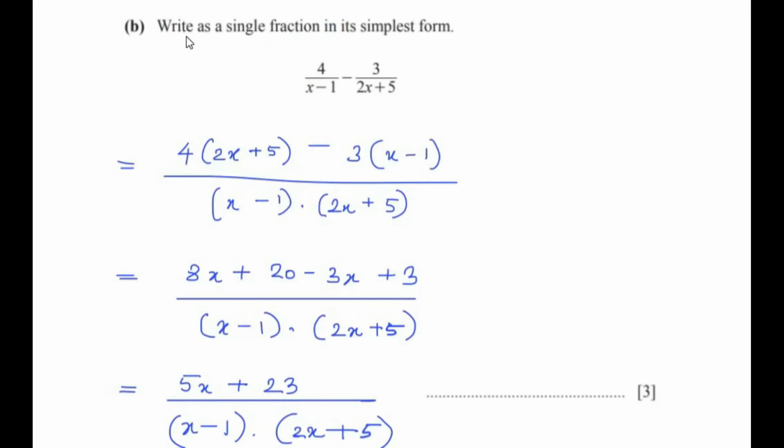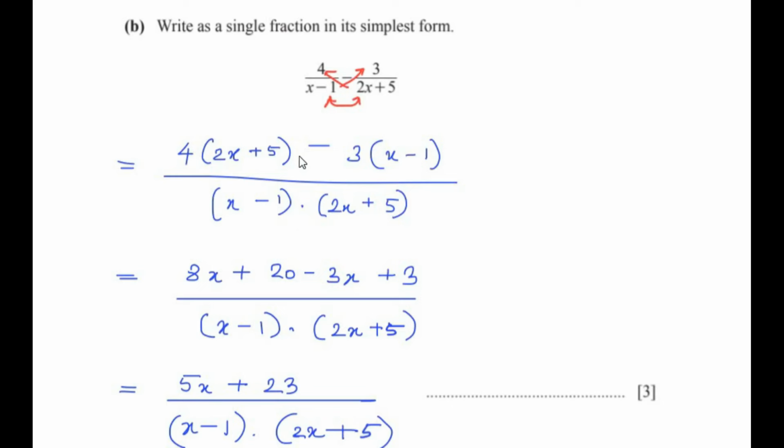Now the next question is write as a single fraction in its simplest form. Now we can see that two fractions are given. Now to change this into a single fraction, we are going to make use of the cross multiplication method. So here 2x plus 5 multiplies with the numerator 4 and x minus 1 multiplies with the numerator negative 3. So we have shown here 4 multiplies with 2x plus 5 and negative 3 multiplies with x minus 1, and then the denominators will multiply together. So here we have multiplied the denominators.